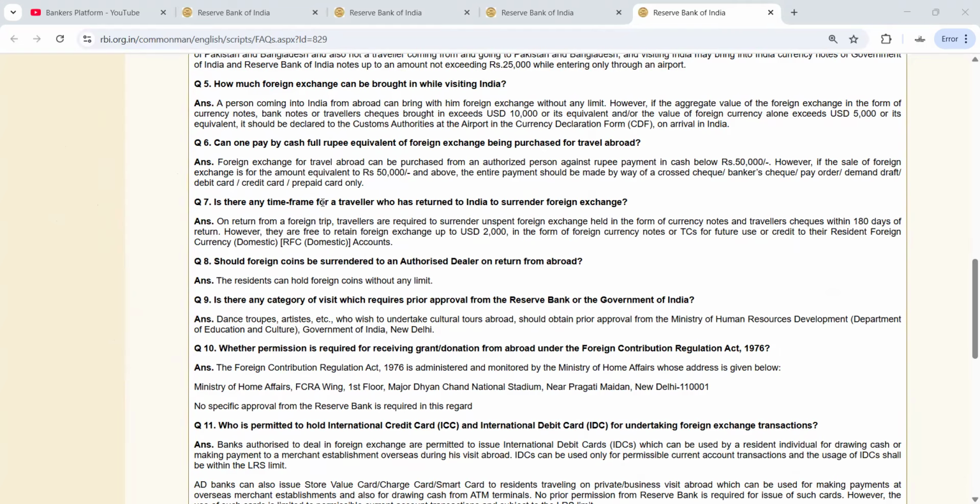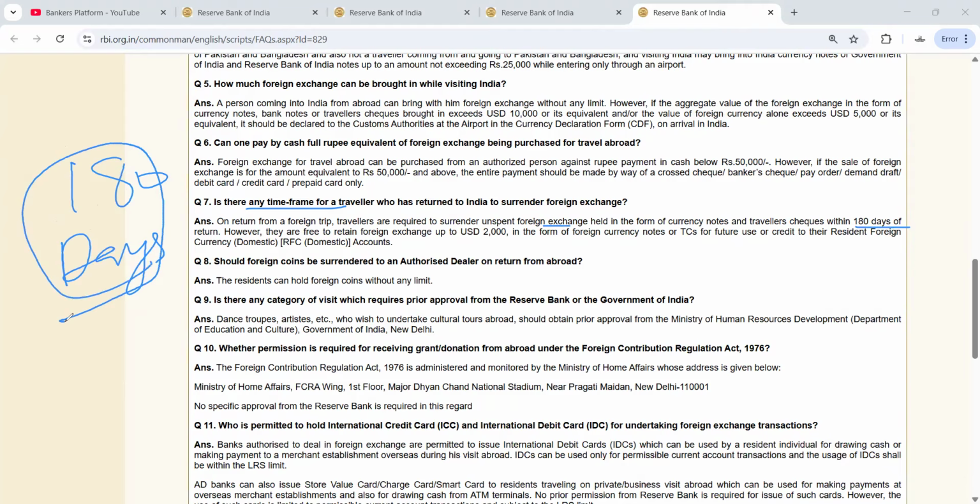So, is there any time frame for a traveler who has returned to India to surrender foreign exchange? Very, very important question. On return from a foreign trip, travelers are required to surrender unspent foreign exchange held in the form of currency notes and traveler's cheques within 180 days. Okay, so when they are returning, always remember, within 180 days they have to return the foreign currency.